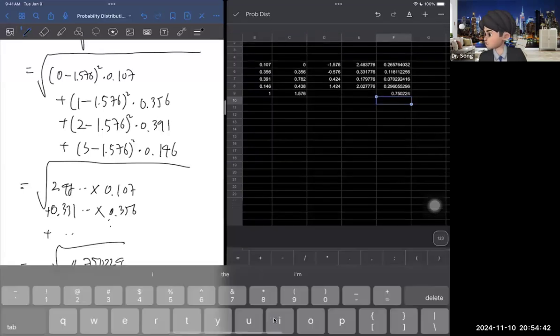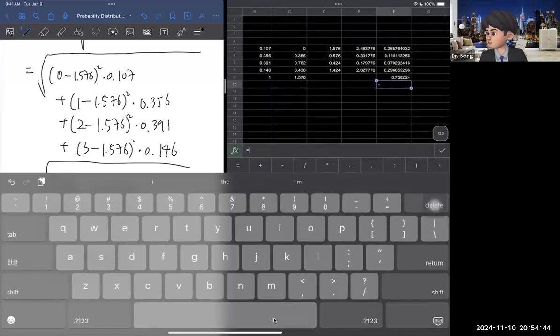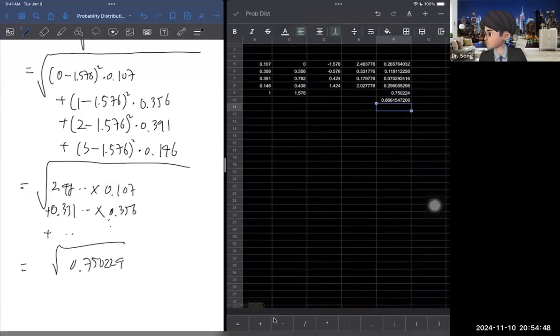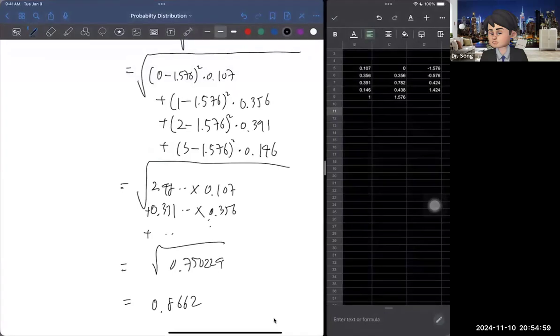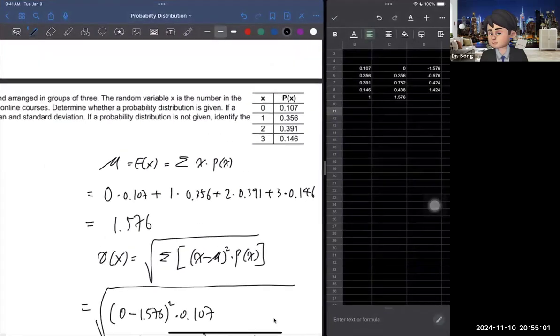I have to take a square root. So put the equality SQRT of this number. Then finally, I got the standard deviation, which is 0.8662 up to 4 decimal places. That's the answer. So I believe that you remember the meaning of the mean and the standard deviation.